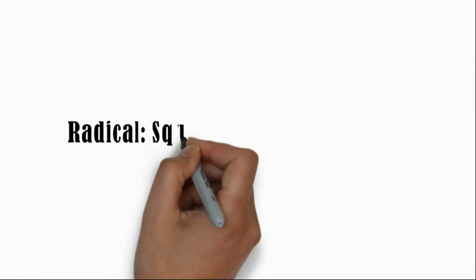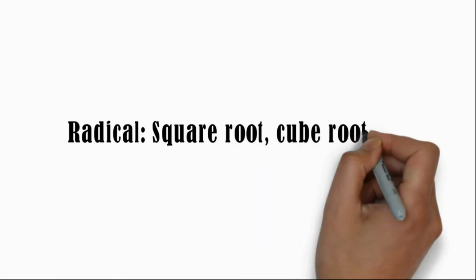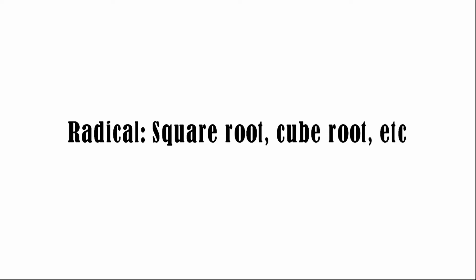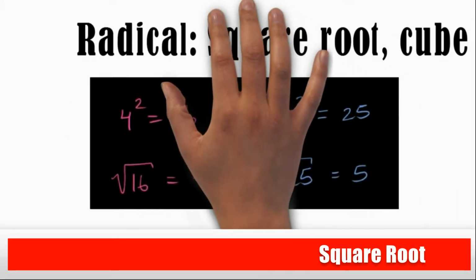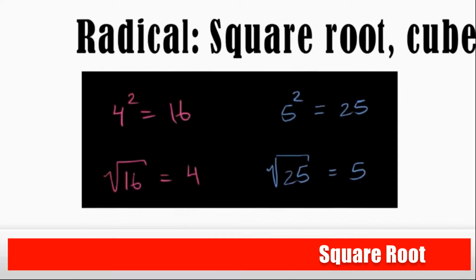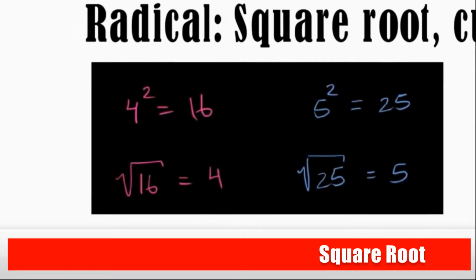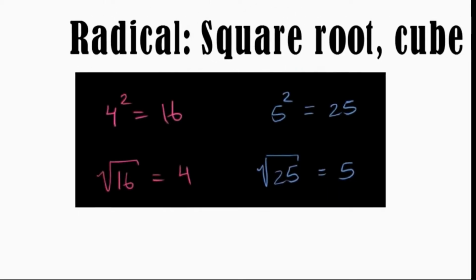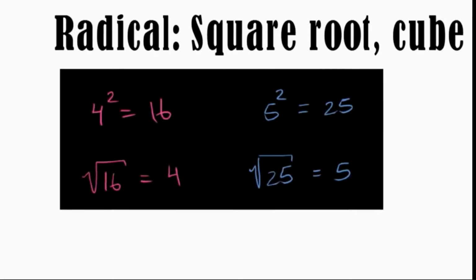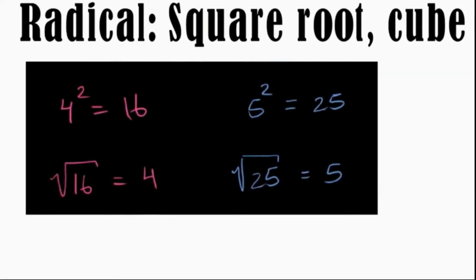Let's talk about radical. Radical is related to square root, cube root, etc. Square root, for example, the square root of 16 is 4 because 4 squared equal to 16. The square root of 25 is 5 because 5 squared is 25.